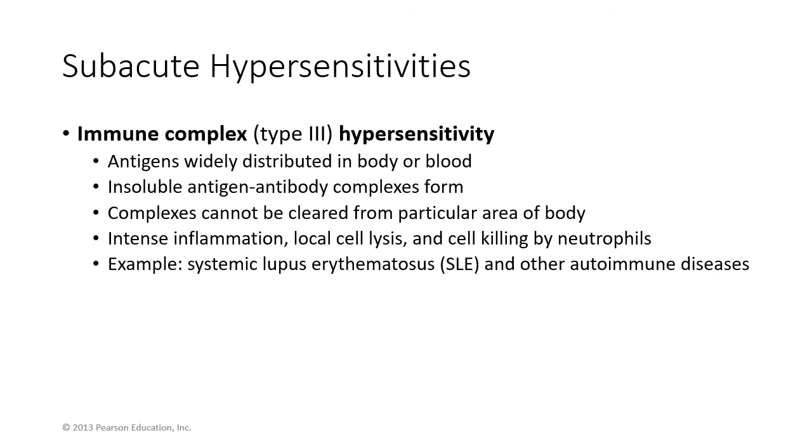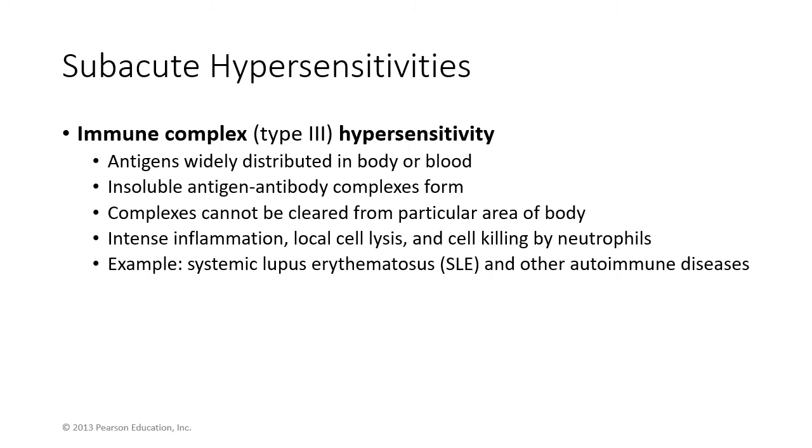Type 3 is an immune complex hypersensitivity. So the antigens are widely distributed in the body or the blood, and so antibodies are formed that make insoluble antigen-antibody complexes. You get agglutination, and the complexes cannot be cleared from a particular area of the body.